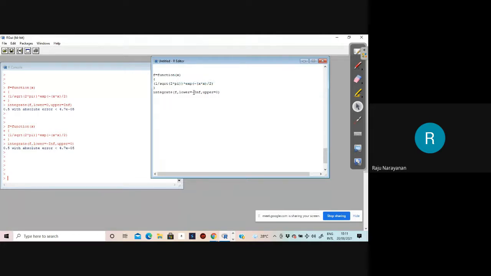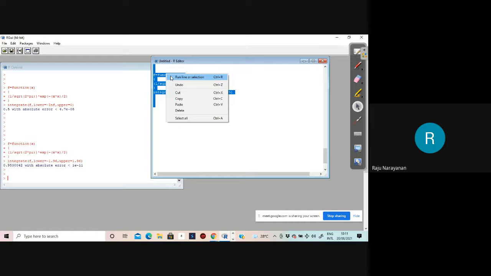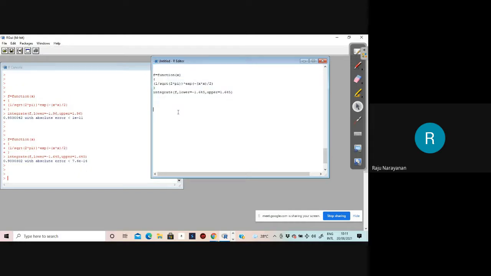Then if it is minus 1.96 to 1.96, because I will use this in testing problems and confidence interval problems. In some books they are taking 2 also. Okay, no problem. You should get approximately 0.95, 0.950042, and minus 1.645 to plus 1.645, you should get approximately 0.9. Yeah, 0.9. This is integration.